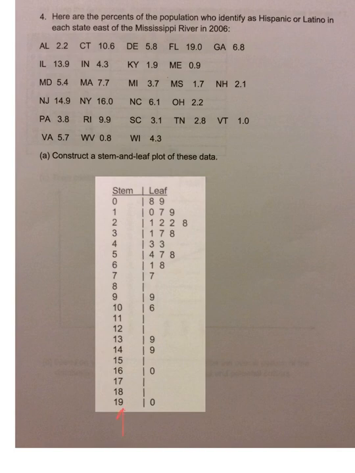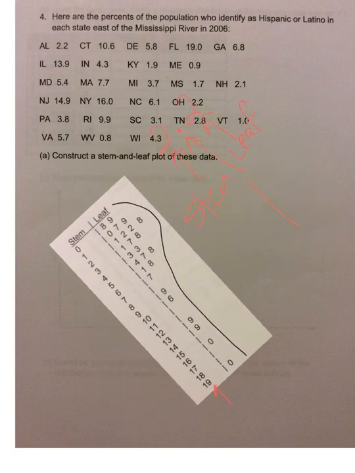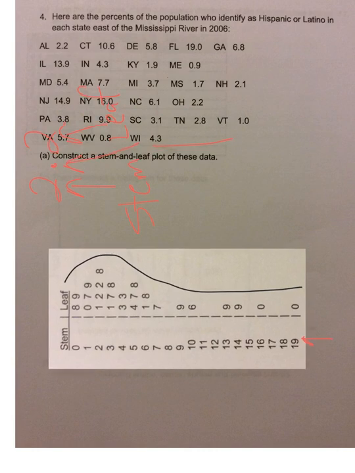So if this was 2.2, this would be the stem. The dot is actually the line that goes down, that breaks up the numbers, and then this would actually be the leaf. And if you notice with this data, it's skewed to the right, because when I turn it this way, you can actually see the shape. So it's actually skewed to the right.